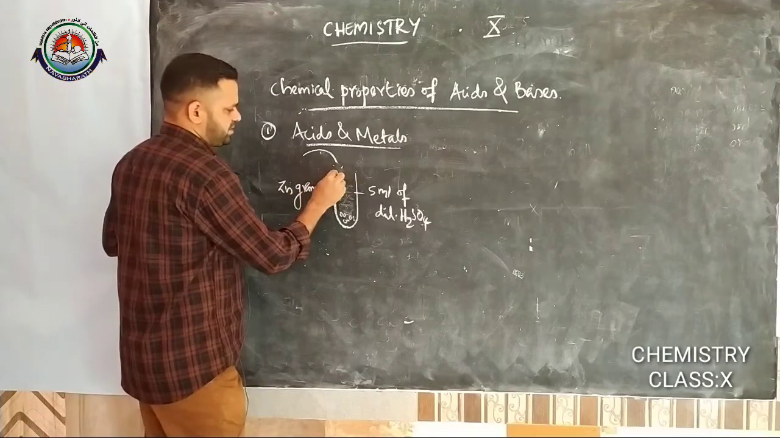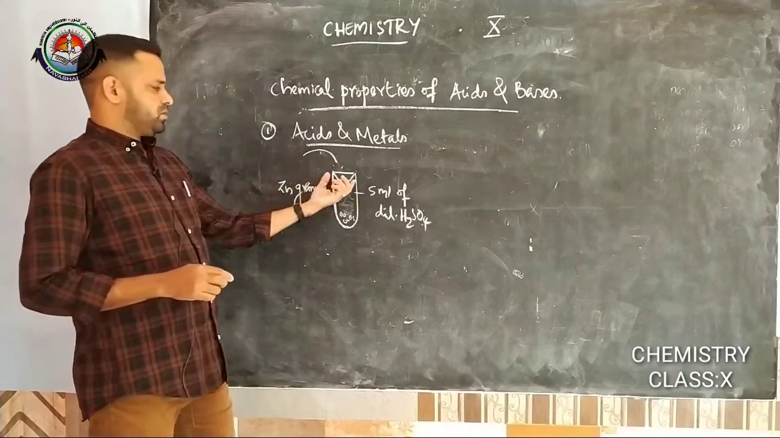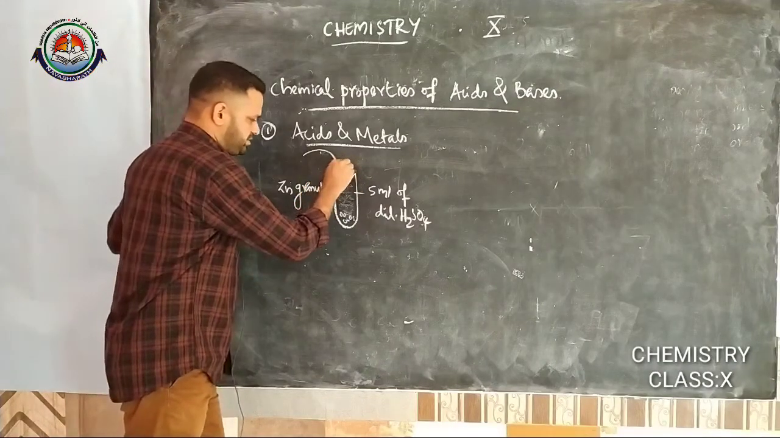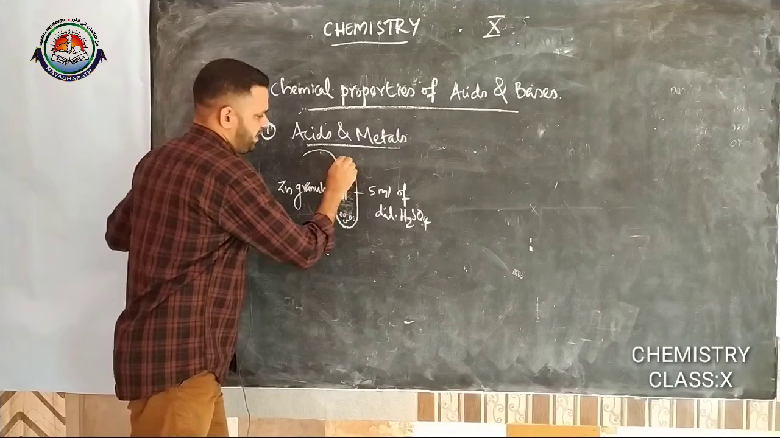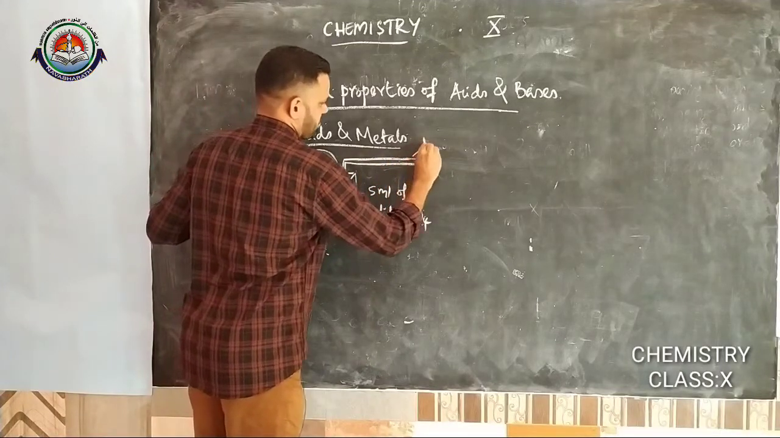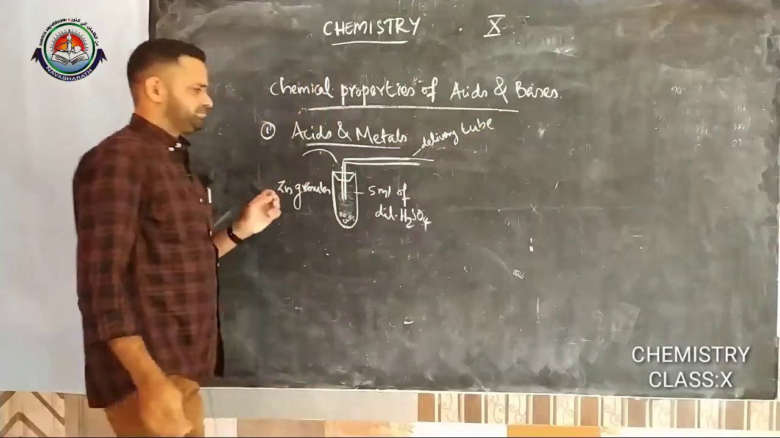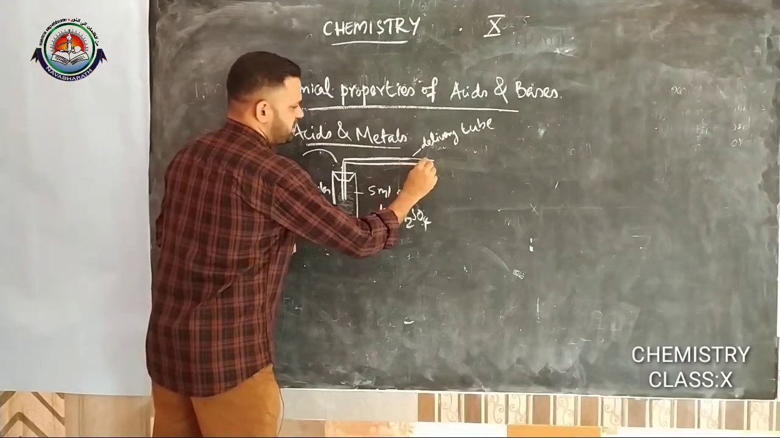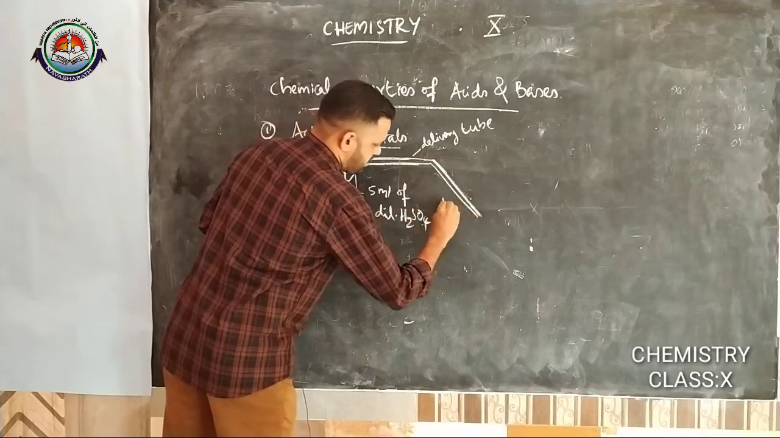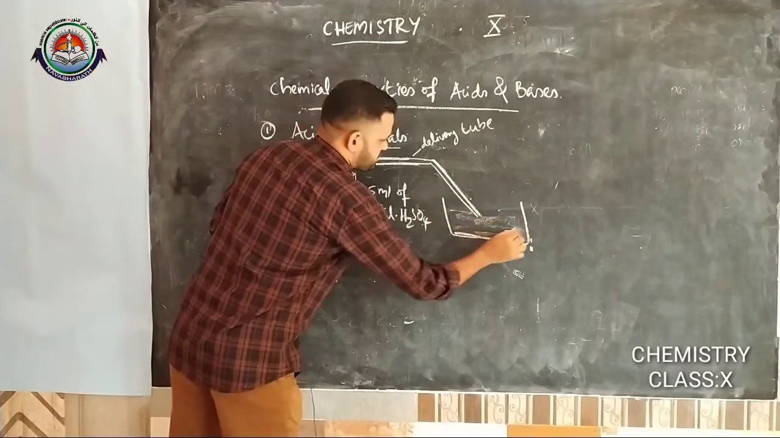And then you arrange a rubber cork on the top of this test tube, and you also insert a tube, called a delivery tube. This delivery tube is dipped in a trough, and that trough contains soap solution.